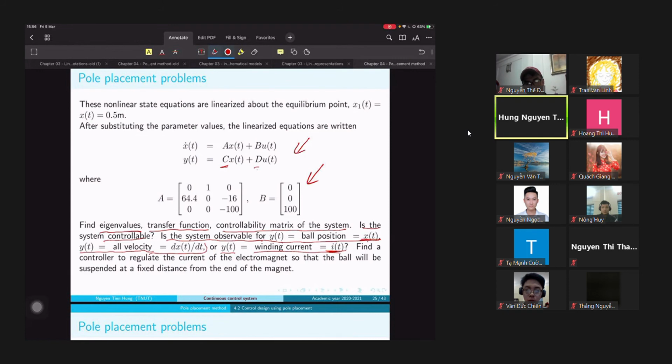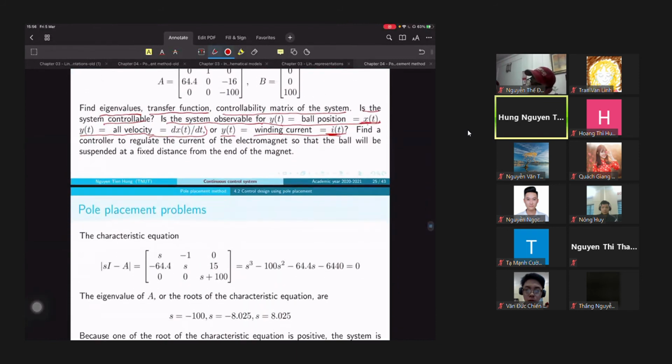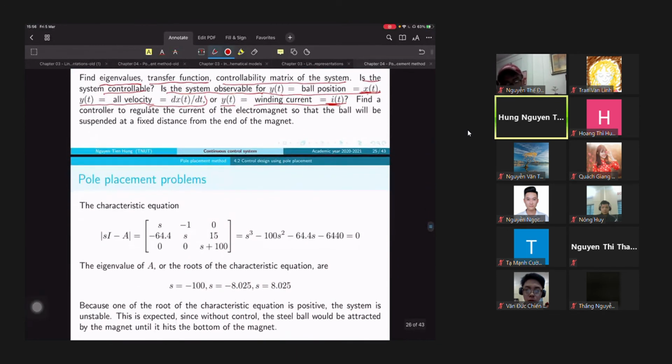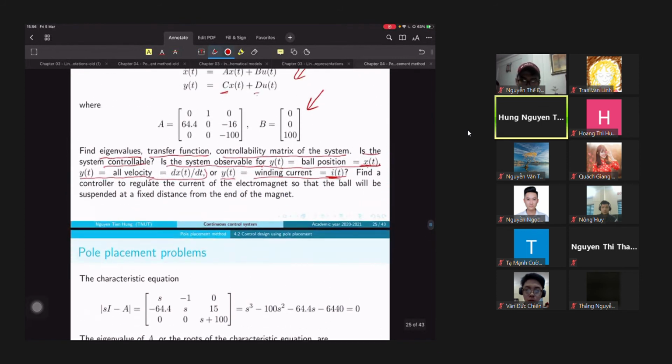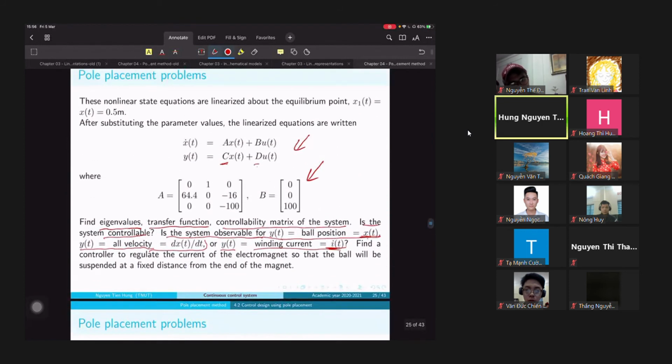And the last is that you have to find a controller to regulate the current of the electromagnet so that the ball will be suspended at a fixed distance from the end of the magnet. Okay, so these are the questions that we have to solve, or answer. So we will start from this.